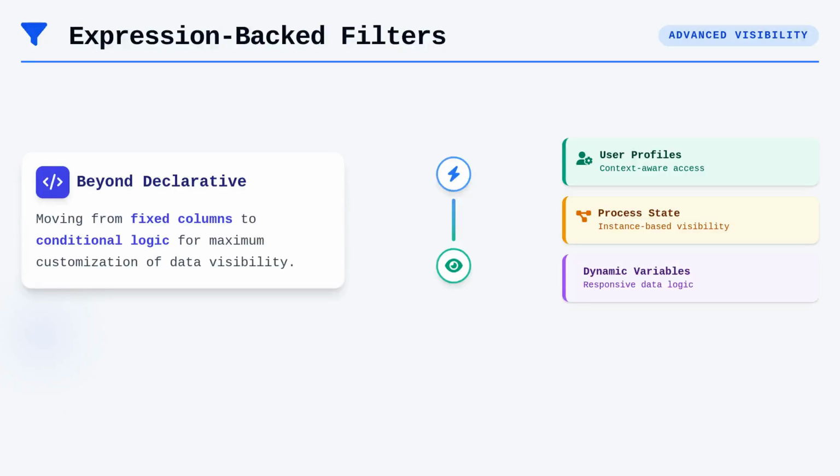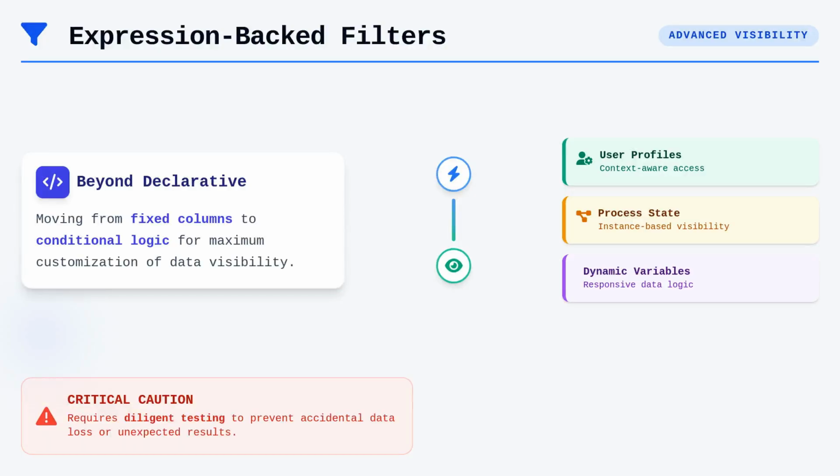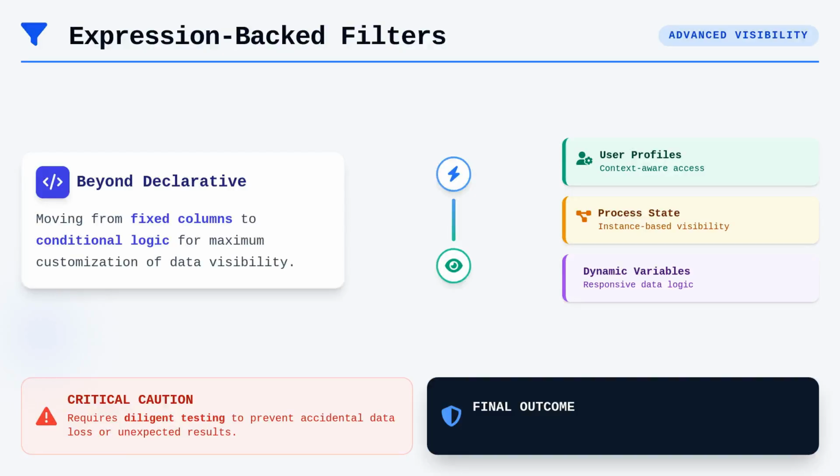This level of control is essential when the standard declarative options do not meet the specific business requirements of your application. While this complexity provides great power, it also requires diligent testing to ensure that your filter logic does not inadvertently hide data or cause unexpected results. Properly configured, these advanced techniques ensure that users find exactly what they need quickly, while the system remains performant and secure.